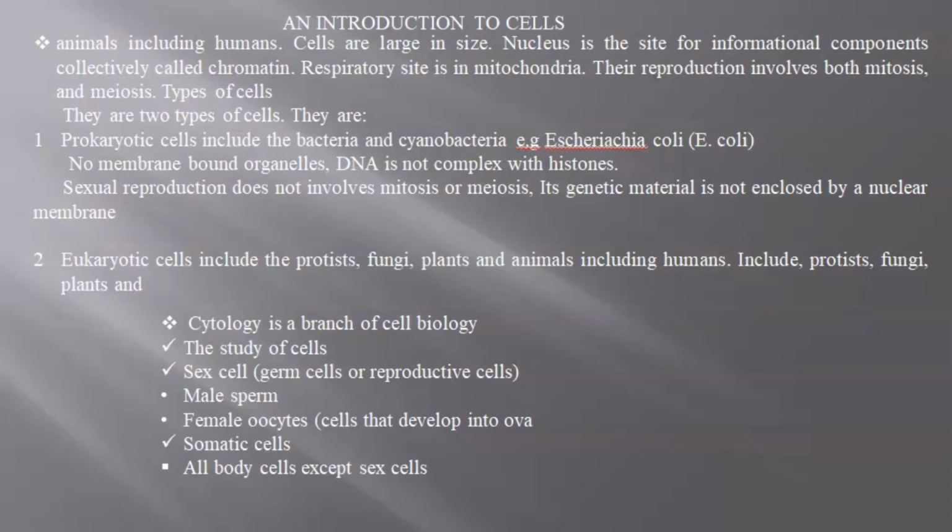And their DNA is not complexed with histone. In this lecture, I'll show you how DNA complexed with histone looks. In the prokaryotic cell, reproduction does not involve mitosis or meiosis, unlike in the animal cell, for example in humans. And their genetic material is not enclosed by a nuclear membrane. They have genetic material, but it is not enclosed by a nuclear membrane.